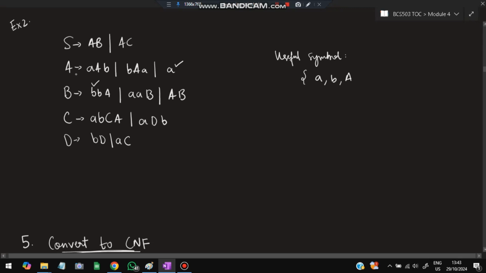Okay, so here A is useful, we need not consider it. Second, B goes to BBA. Is BBA present in this set? Yes, BBA is present, therefore this is a useful symbol. And if one is also found to be useful, that letter becomes useful, so B also became useful here.